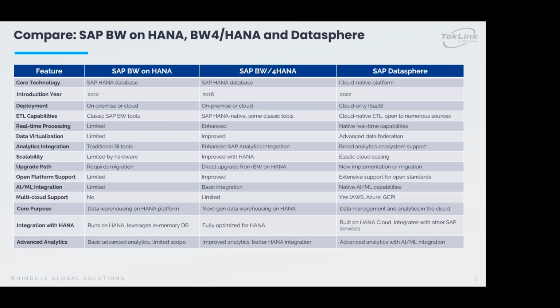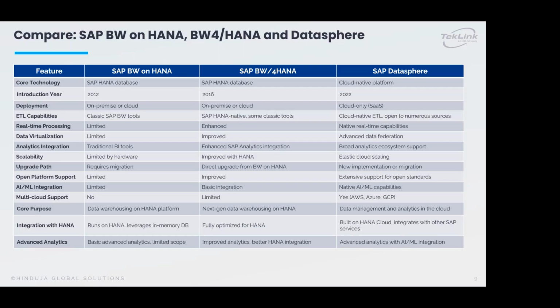Deployment perspective, that can be on-premise or cloud. ETL capability perspective, it's the classic BW tools. With BW for HANA, you can use ODP technology as well. Versus in DataSphere, there are many cloud connector capabilities, and SDI is available. You can use that, and that will give you a flavor of real-time processing. Data visualization with BW on HANA, you go with the BEx queries, and BW for HANA is also BEx queries, limited. You can use that.